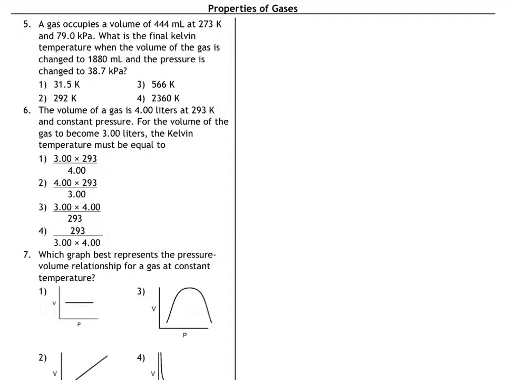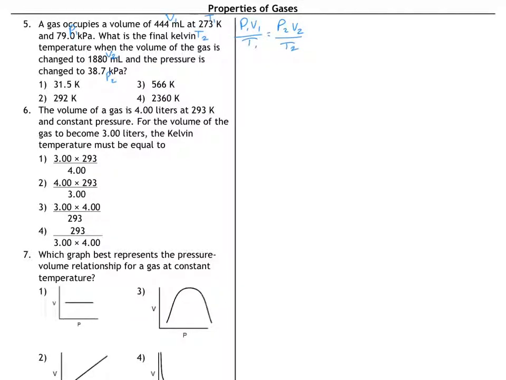All right, a gas occupies a volume of 444 milliliters. So that's my V1 at 273 K, T1, and 79 kilopascals, which is P1. What is the final Kelvin temperature, so that's my value for T2, which I'm looking for, when the volume of the gas is changed to 1880, there's V2, and the pressure is changed to 38.7, so there's P2.